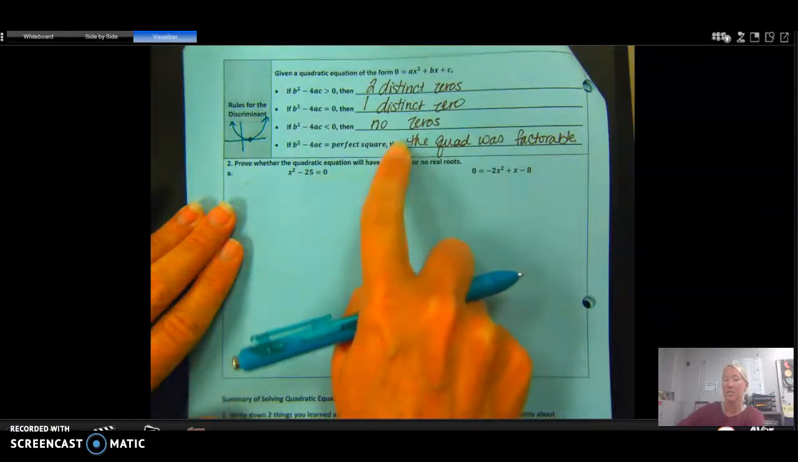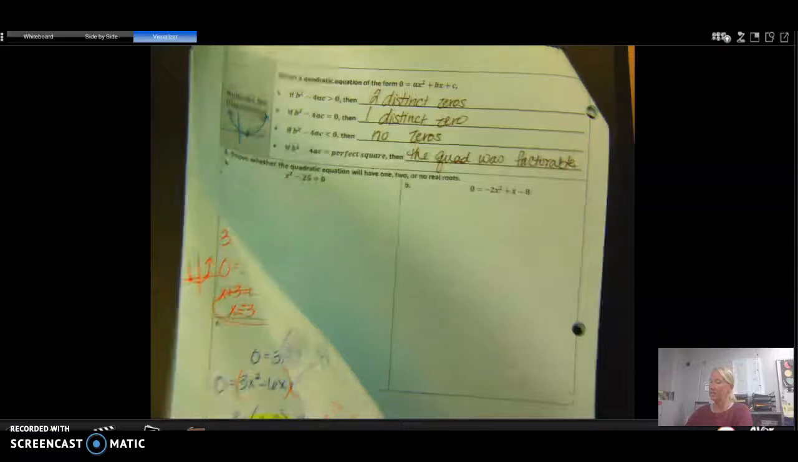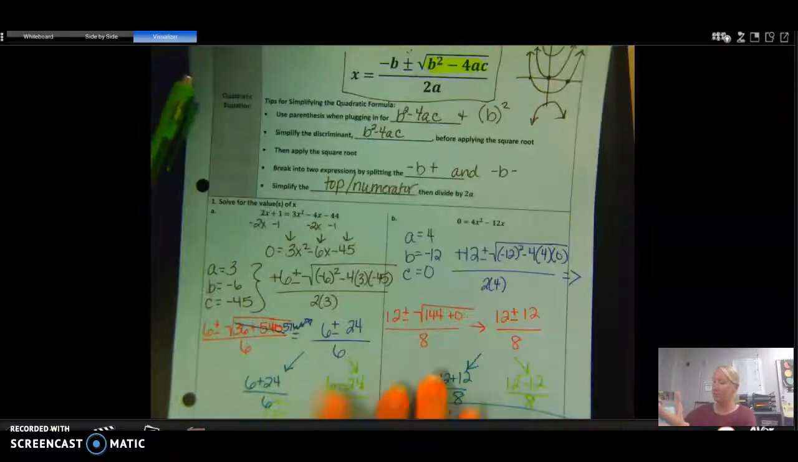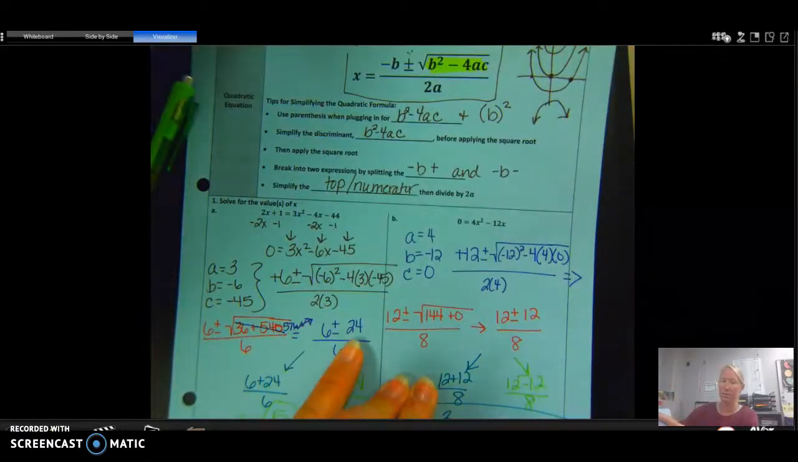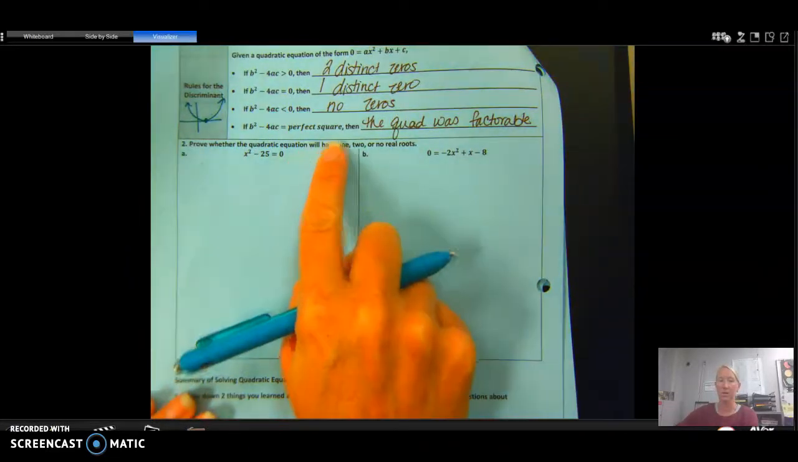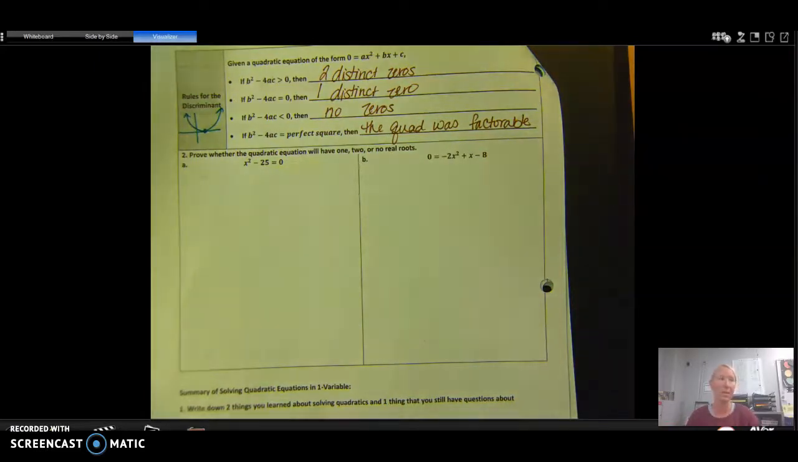It has no zeros. If it's a perfect square number, for instance 576, because I could take the square root of it and it gave me a whole number. 144 is a perfect square number, because when I take the square root of it, I get a whole number of 12. If it's a perfect square number, then the quadratic was factorable, which is what I was talking about earlier, how we did those examples on the first note page, and they were factorable.